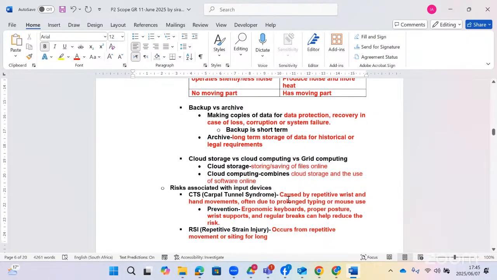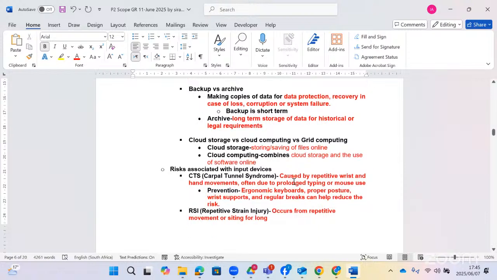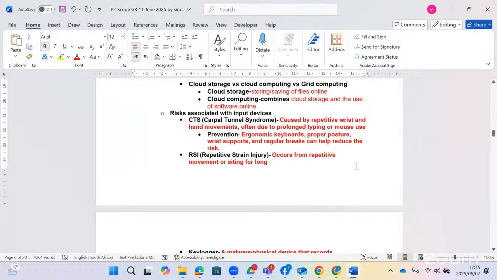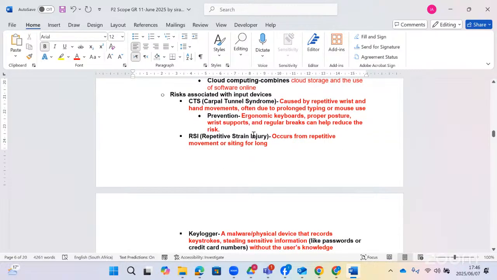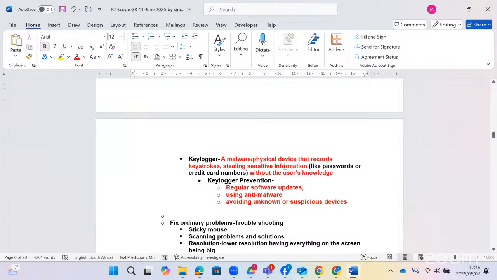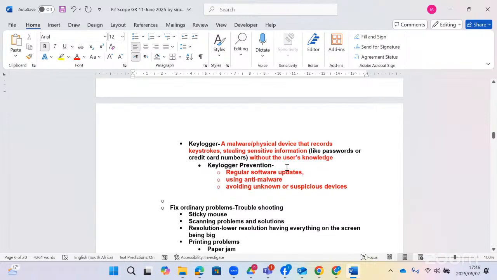Then the cloud storage versus cloud computing. Cloud storage simply means saving files online. Cloud computing is storing files and using software online. Then the risks of using input devices, like CTS, caused by repetitive hand movement. And then RSI, repetitive movement or sitting for long. And how do we ensure that? Taking breaks, using ergonomic keyboards and others. You must know that. Keylogger, a malware that records keystrokes, you must know that as well.